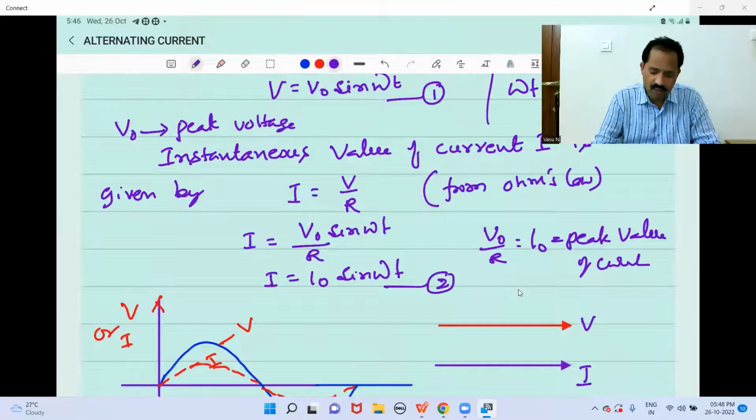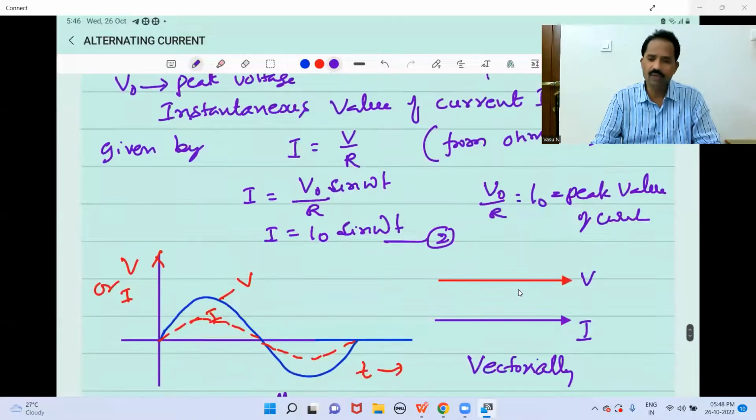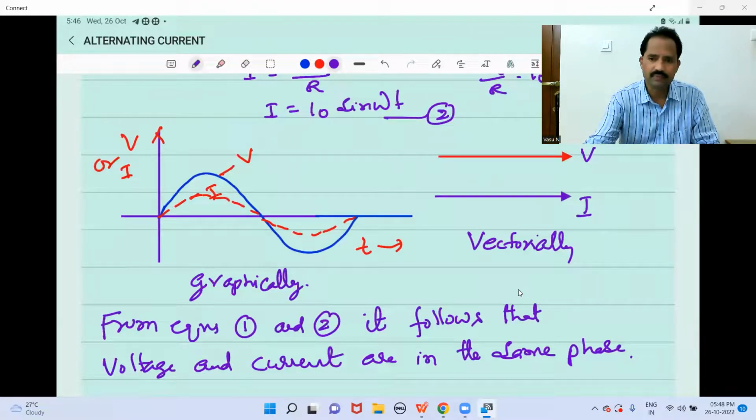See, from equations 1 and 2, it follows that voltage and current are in the same phase. Here omega t stands for phase. Omega t nodi V alli omega t, I alli kuda omega t ಇದೆ. So graphically and vectorially they are represented as shown in figure. Thus from equations 1 and 2, it follows that voltage and current are in the same phase.